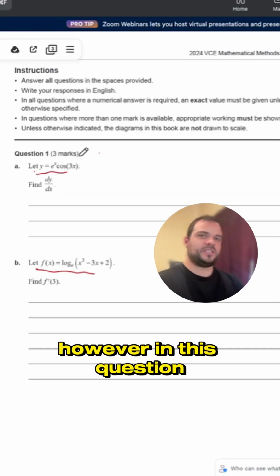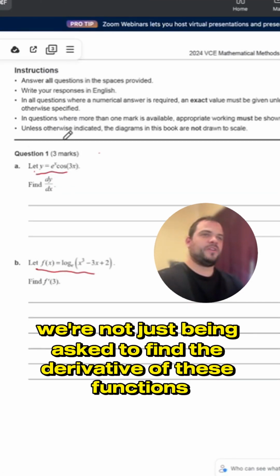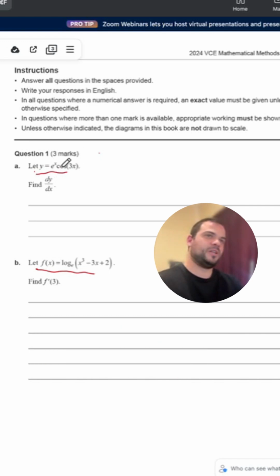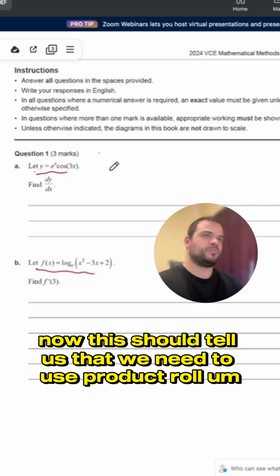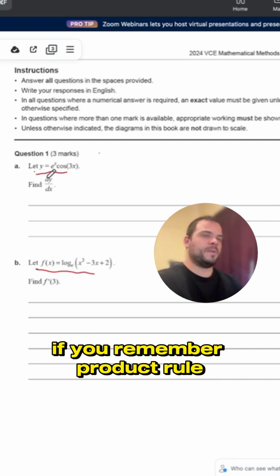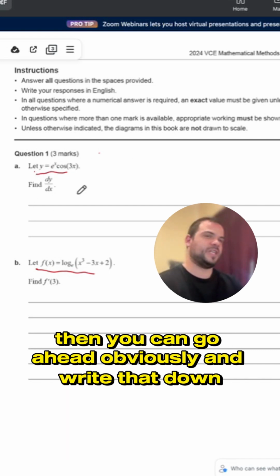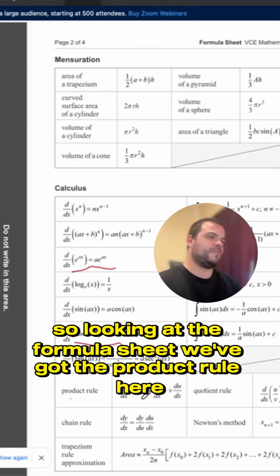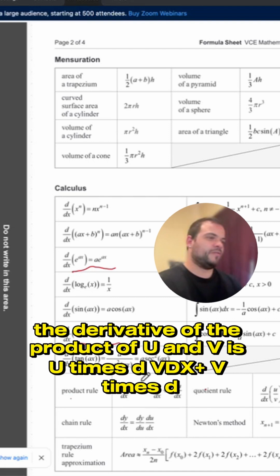However, in this question, we're not just being asked to find the derivative of these functions individually, we're being asked to find the derivative of the product of these two functions. Now, this should tell us that we need to use product rule. If you remember product rule, then you can go ahead and write that down. Otherwise, this is also given to us on the formula sheet. The derivative of the product of u and v is u times dv dx plus v times du dx.